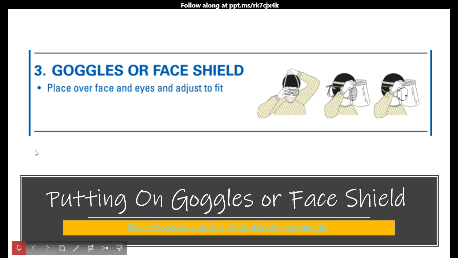So we've identified our proper equipment, we washed our hands, we've put on our gown, and now we've put on our mask. The next thing we're going to do is goggles or a face shield, depending on what you're going to put on. Now, if you have the PAPR on, that's going to be a little bit different, but if you have the mask on, this is what you would do, and that's what most of you are going to be using. So place it over your face and eyes and adjust it to fit. Make sure it's fitting properly and securely.